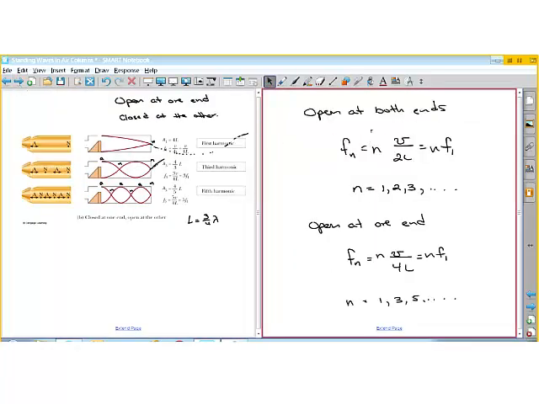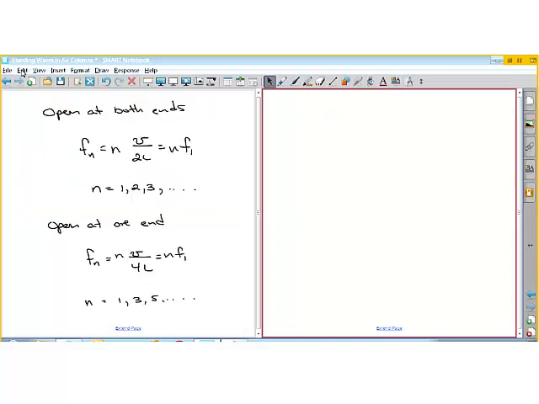So these are the basic equations. If it's open at both ends, the nth harmonic is N times V, the speed of sound, divided by 2L, where L is the length of the tube. N can be 1, 2, 3, 4, etc. For a tube open only at one end, then the nth harmonic is N times V over 4L. And in this case, N can take only on odd integers. So that is tubes open at one or both ends, and we'll demonstrate that in class in the lab.